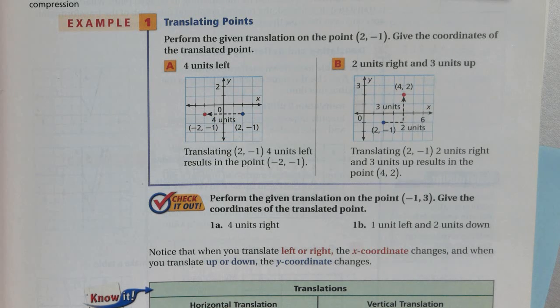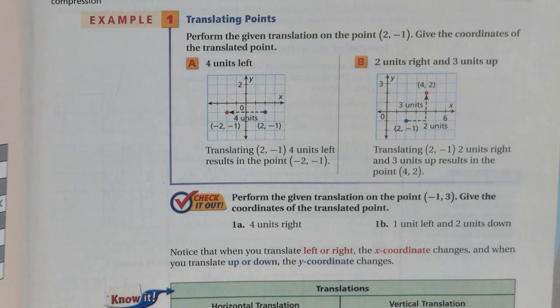You guys remember that stuff? Is it coming back to you? Right and left will be horizontal. So for right you add, for left you subtract. The second one is 2 units right and 3 units up. The 2 units right, you would be adding to the x. The 3 units up, you would be adding to the y. And if it was down, you'd be subtracting. Feel free to use the graph when you're doing the translation, but you don't have to. If you know the rules, you can just perform the translation.